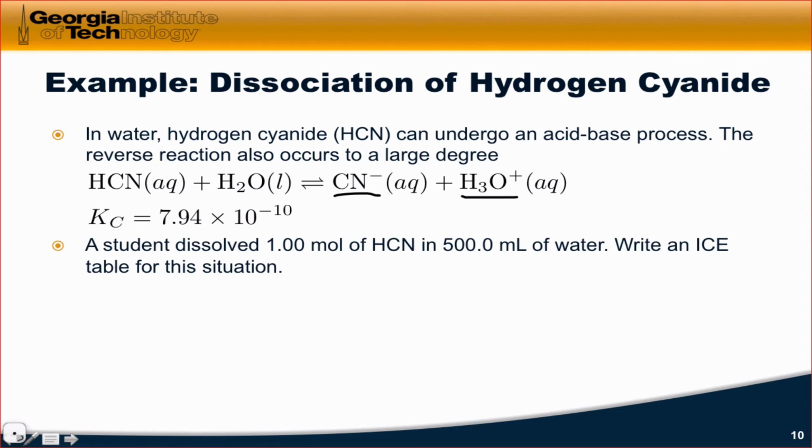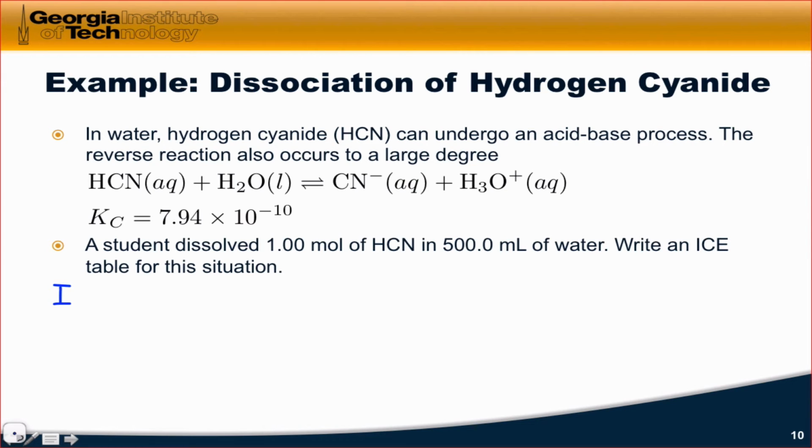The problem gives us Kc, we're going to need that at a later stage, and tells us that a student dissolved 1 mole of HCN in 500 milliliters of water. The goal is to write an ICE table for this situation, and then eventually we'll solve for x in the equilibrium concentrations. The first stage then is to write the initial situation.